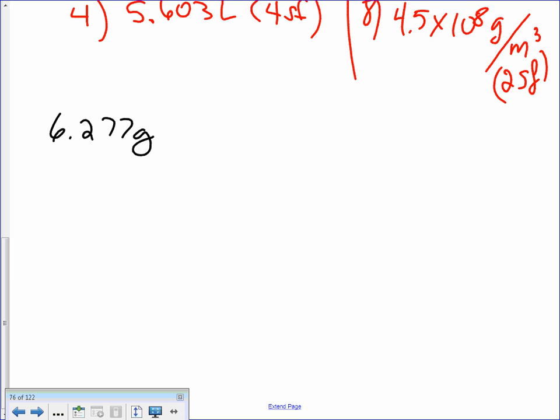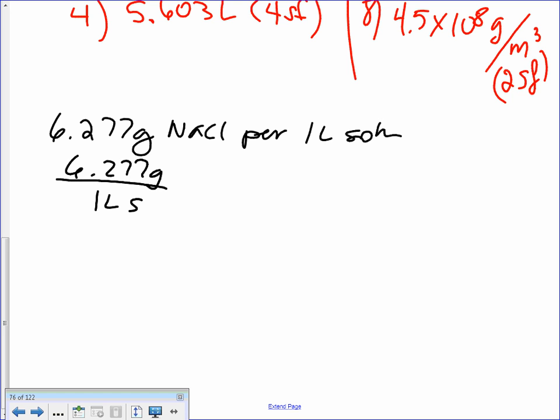6.277 grams. I lied to you, I didn't finish reading. Sodium chloride per 1 liter of solution. How can we write that better in a more mathematical way? 6.277 grams per 1 liter. So that's a conversion factor because it has a fractional unit to it. Sorry, I didn't read ahead there. Okay, so how many milligrams? Stop there. What is that telling me or asking me? Say it again.